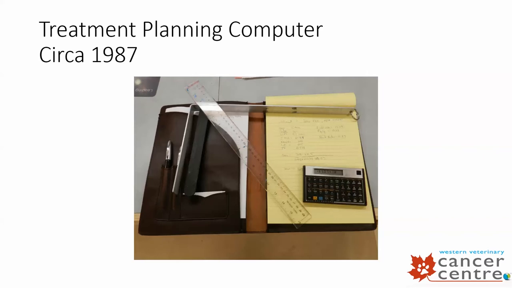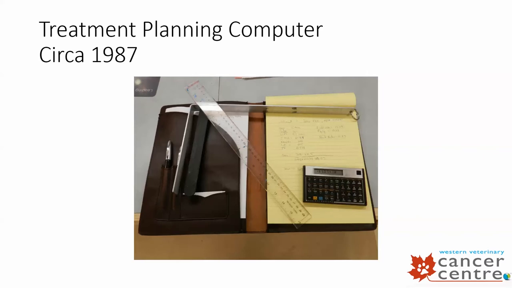Radiation therapy planning's come a long way. This is a radiation therapy planning computer from when I was finishing my residency. So we had our trusty little Hewlett-Packard calculator, a couple of different kinds of rulers to measure distances and thicknesses, and then a scratch paper that we could do the calculations on. So again, the idea of being able to do really significant or sophisticated 3D modeling just wasn't possible then.